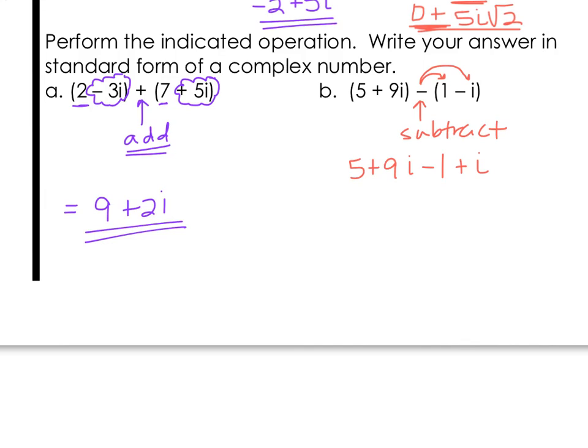Once you distribute the negative in, and the parentheses don't need to be there, we can combine our like terms. The a's are the 5 and the negative 1. If we combine 5 minus 1, we get positive 4. The i's, we have positive 9i and positive i. Technically, that would be 1i. 9i plus 1i would be 10i. And there's adding and subtracting with these unique complex numbers.